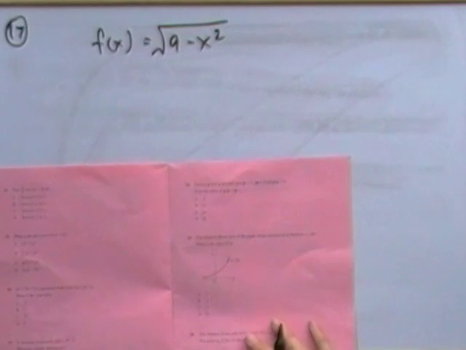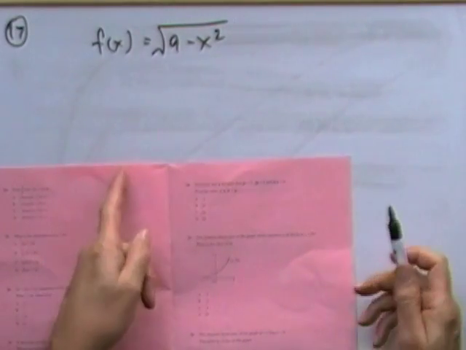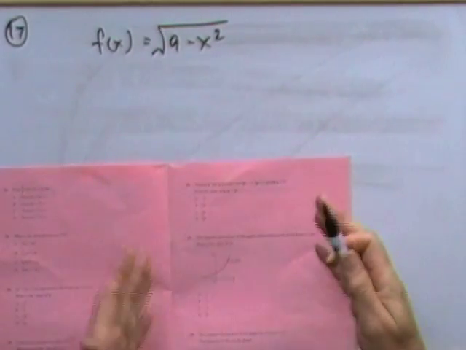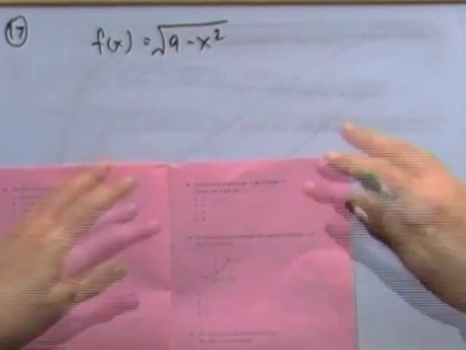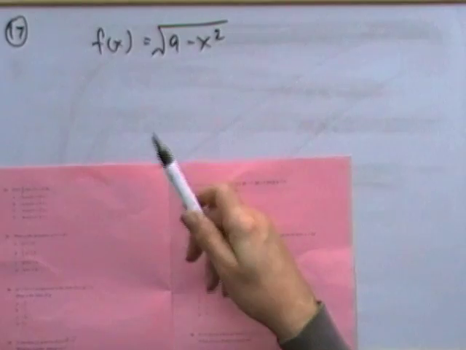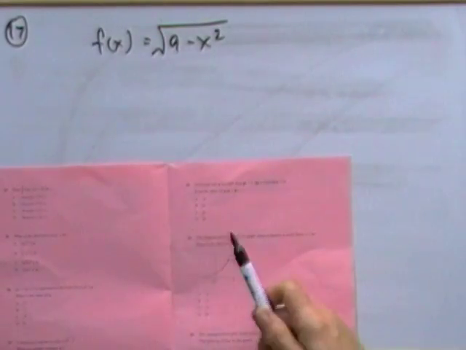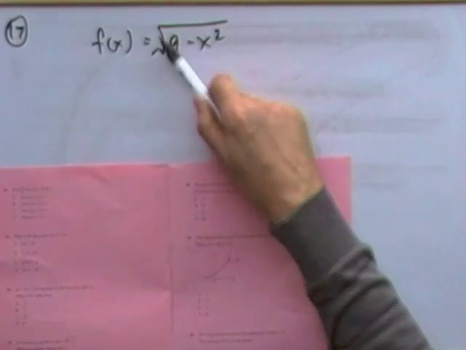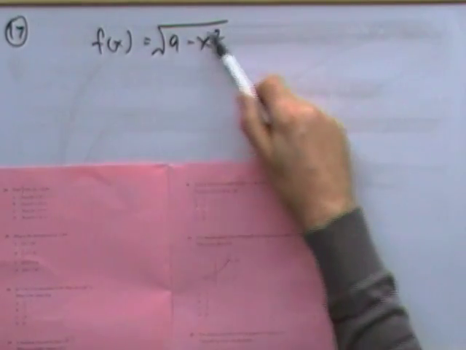Question 17 then. A function is given by this, and you're looking for the domain. Now the domain are the numbers that go in, domain like home. The range are the answers that come out, like going out in a firing range. So this is saying not what kind of answers can I get, but what kind of numbers can I put in. Normally you can stick any numbers in, but because of this square root, you can't put in something that would create a negative in there.